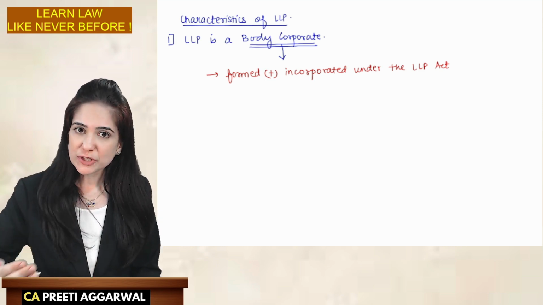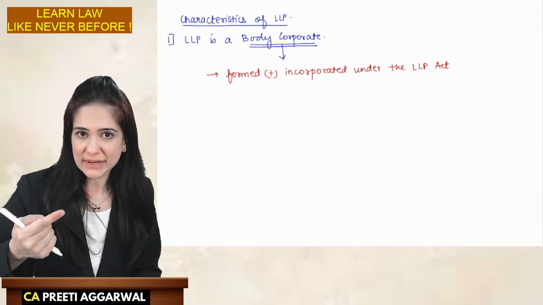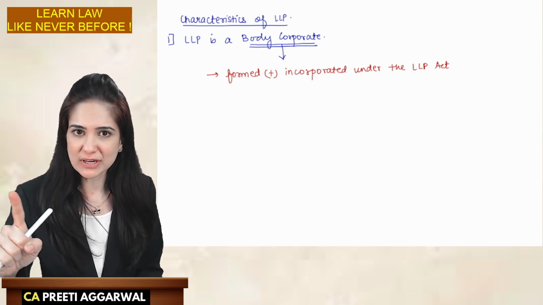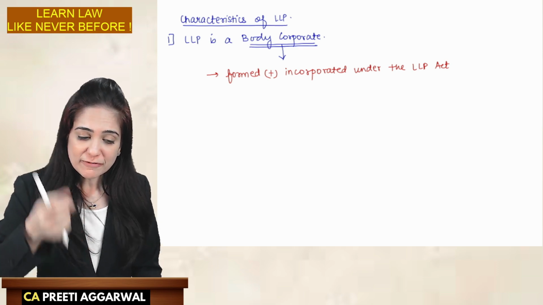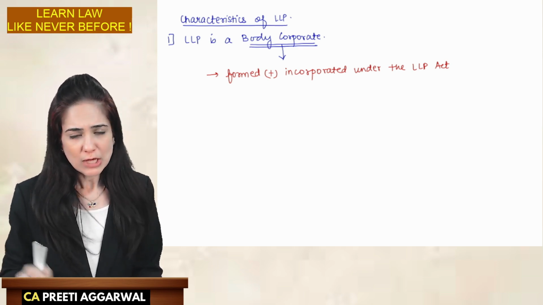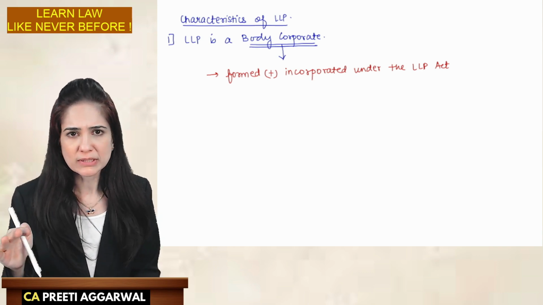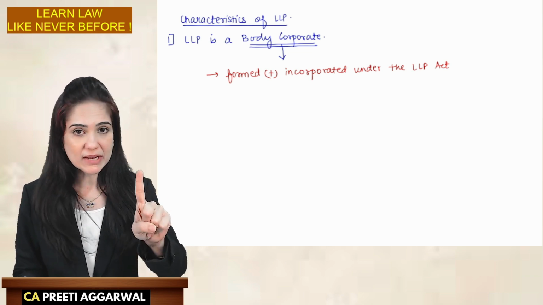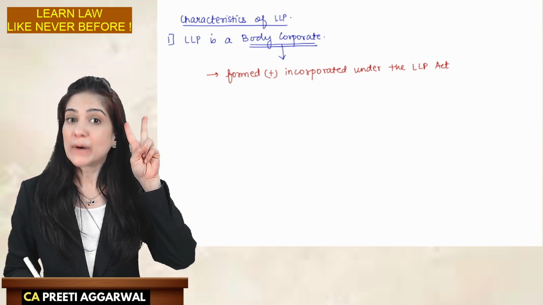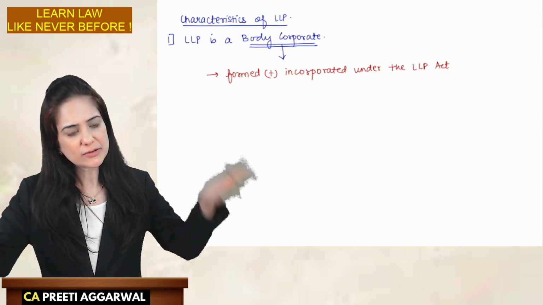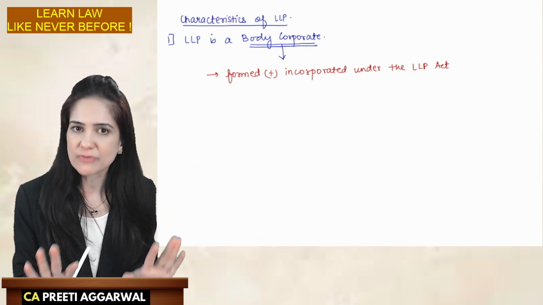Because it's an artificial person and you have to form it through the operation of law, it will also never die a natural death. You will have to wind it up by following the provisions of law. So can I say that through these points we come to a conclusion that it's a separate legal entity. It has perpetual succession because it does not die a natural death. It will go on continuing till it is wound up.